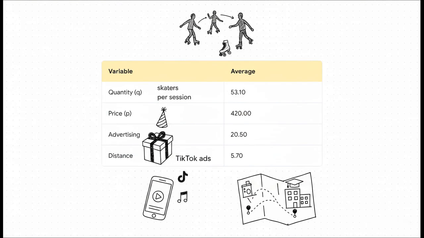Of course, to make this work, estimation requires hard data, so Stella digs into her records from the past year. What does she find? An average of about 53 skaters per session. Her premium party package runs about $420 on average. She's tossing about $20.50 a day at TikTok ads, and her rink happens to be located an average of 5.7 miles from the main local college campus, which is her absolute target demographic.